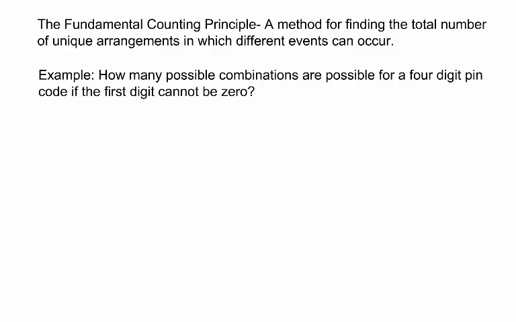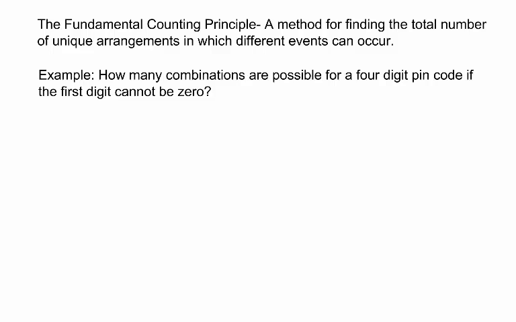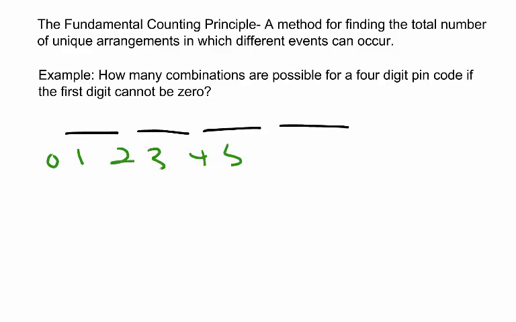Here's our first example. How many possible combinations are there for a 4-digit PIN code if the first digit cannot be 0? To set it up, we know that we have a PIN number with 4 digits. The first digit can't be a 0. Now my possible choices are the digits 0 through 9.